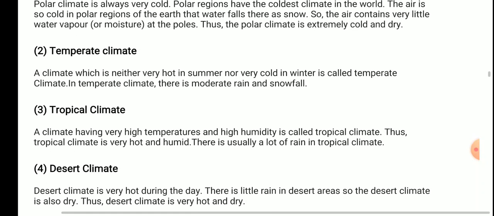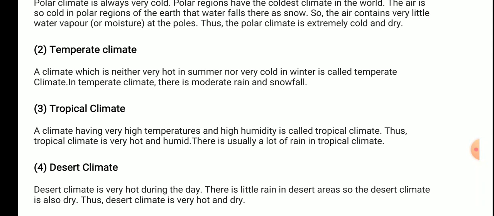And the next one was the desert climate, and we know that it is very hot during the day, the temperature is very high, so the desert climate is very hot and dry. Okay, why dry? Because there is very little rain in the desert areas.